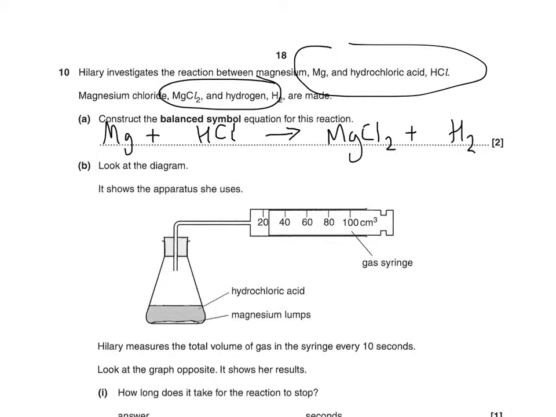So there are 2 marks for this. That tells you that there is a mark for writing that out. Let's get your first mark, and then you've got to balance it. So to balance this, you simply need 2 HCl, and that will balance it all out, and that's your second mark. You still get the first mark even if you balanced it incorrectly.